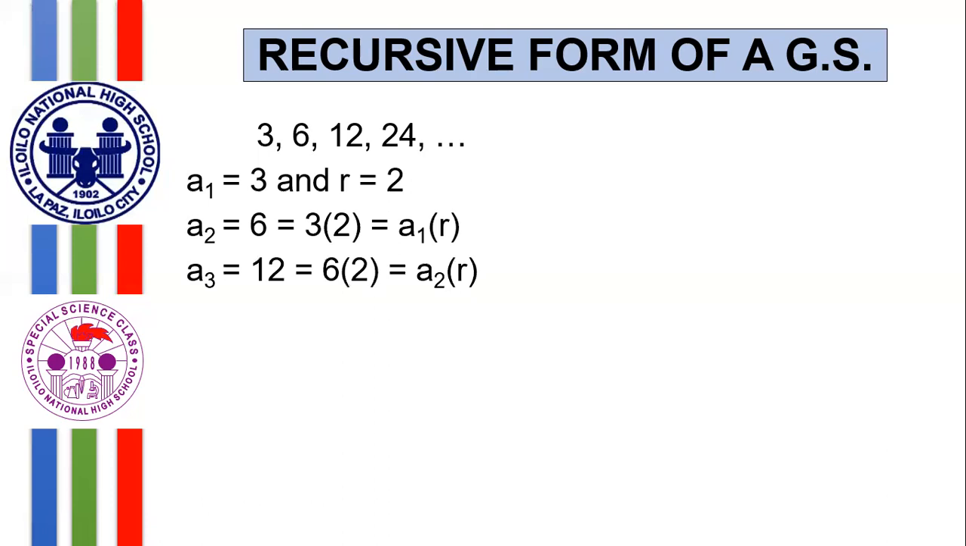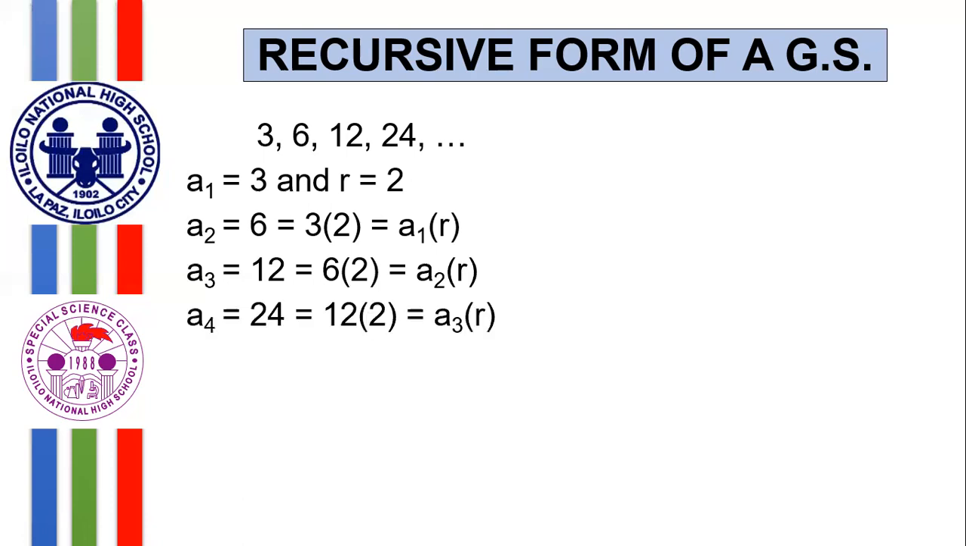For a sub 3, which is 12, the term before 12 is 6. And to get 12, we multiplied 6 again by 2. So from here, I express 12 as 6 times 2. But 6 is the second term, right? So I replaced 6 with a sub 2. And the 2 still is your common ratio.